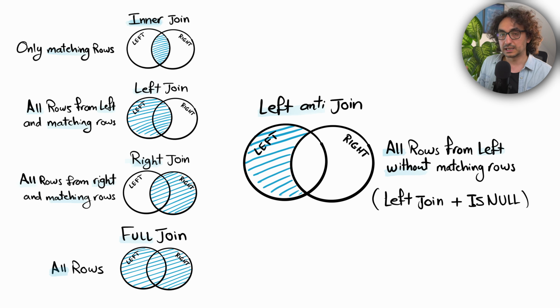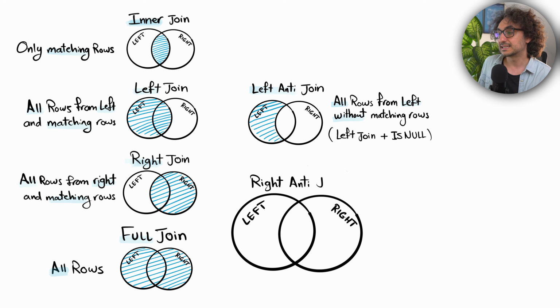And we have another advanced type of join called the right anti-join. This is exactly the opposite.